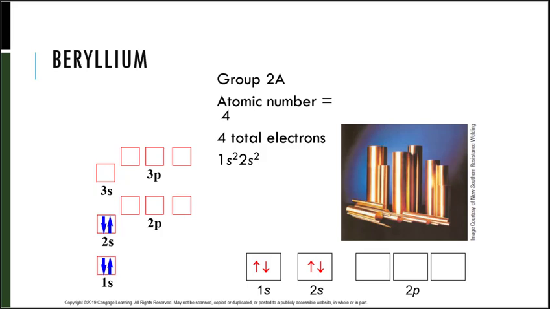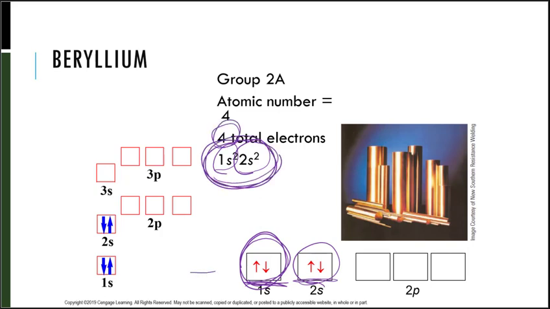Let's move over to beryllium. Beryllium is in my second row and my second group. So I'm going to fill up my S. To get to beryllium, I have to fill up 1s2, and then I'm going to fill up 2s2. And then we're full. And look, we have 4 total electrons. This is my electron configuration. This would be my orbital box diagram.